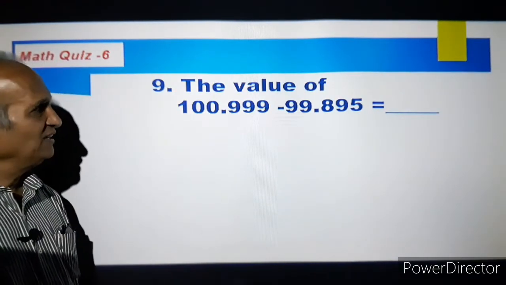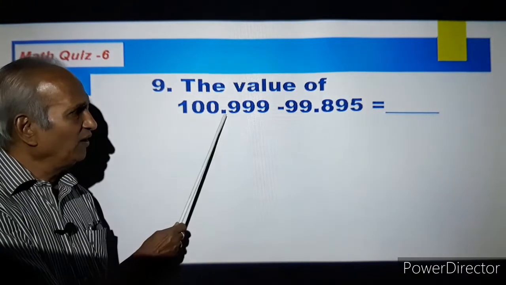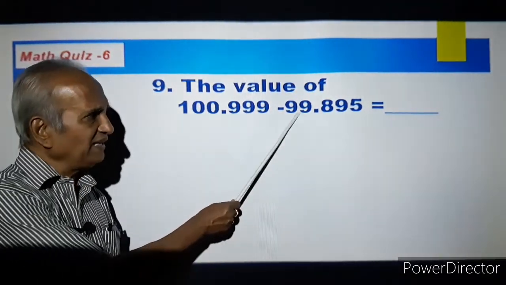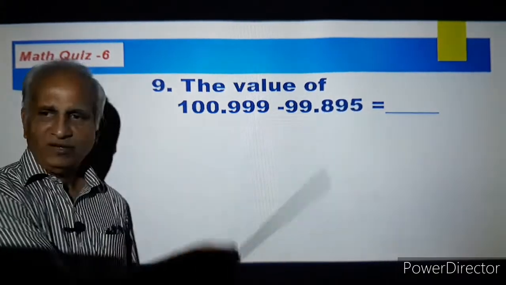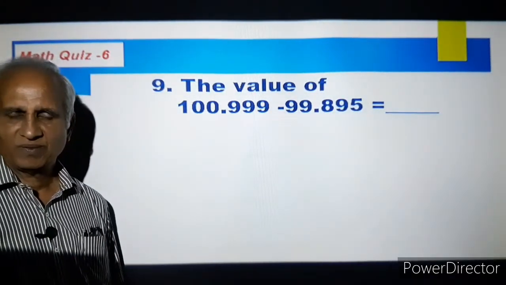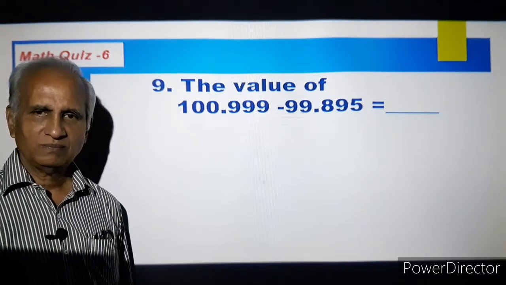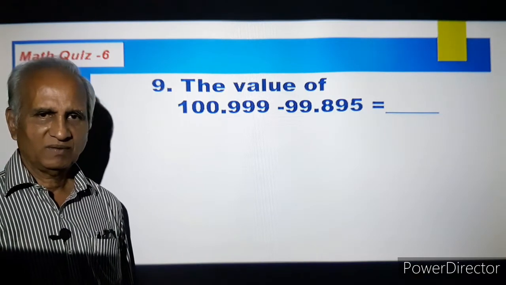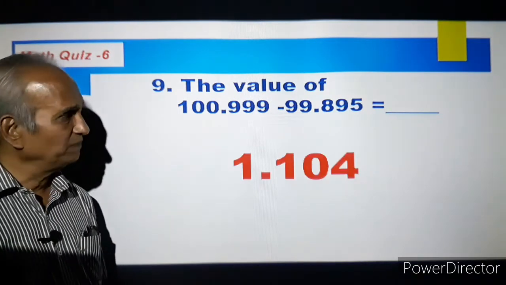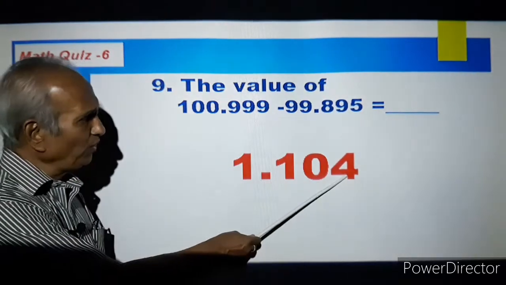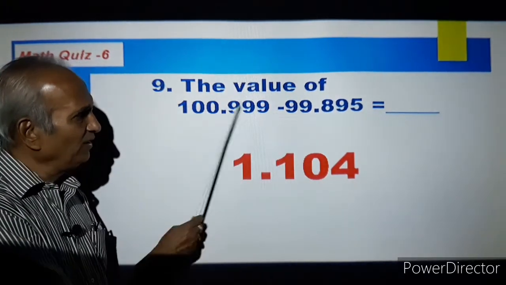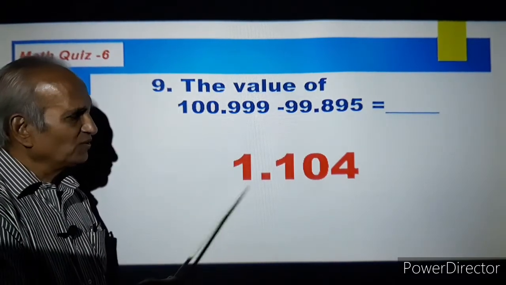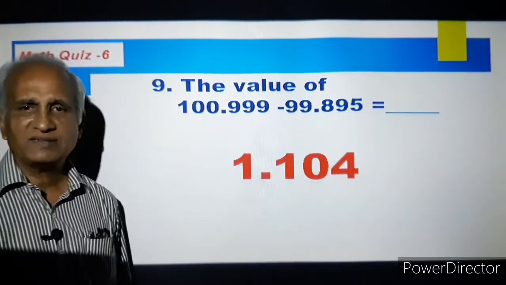Next, the value of 100.999 minus 99.895 is equal to... Subtract one from the other. 9 minus 5 is 4, 9 minus 9 is 0, 9 minus 8 is 1, 100 minus 99 is 1. So the answer is 1.104.